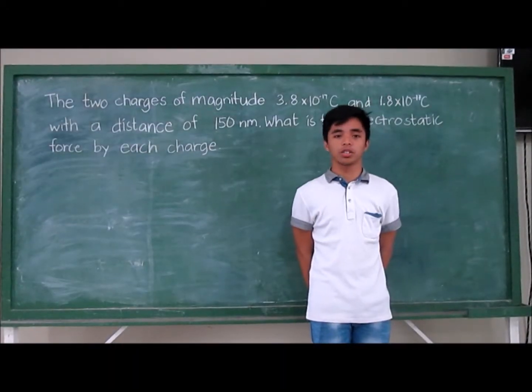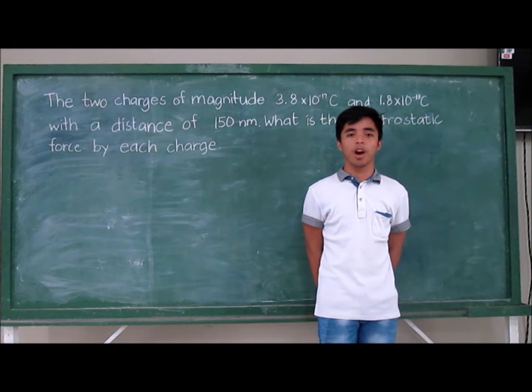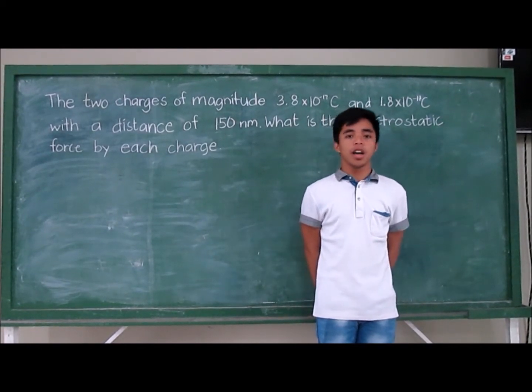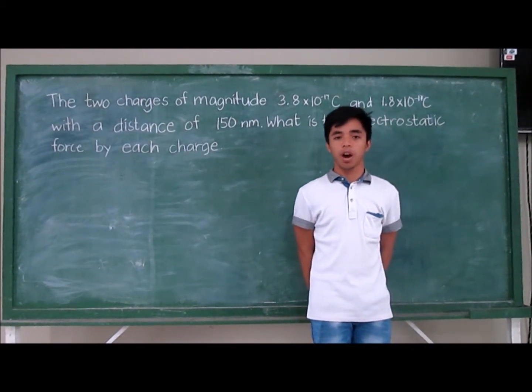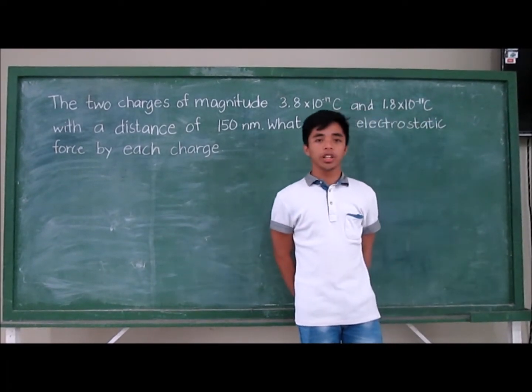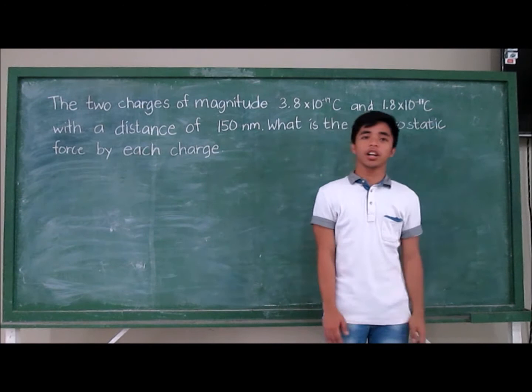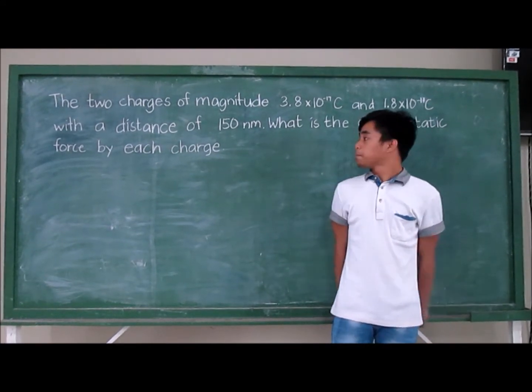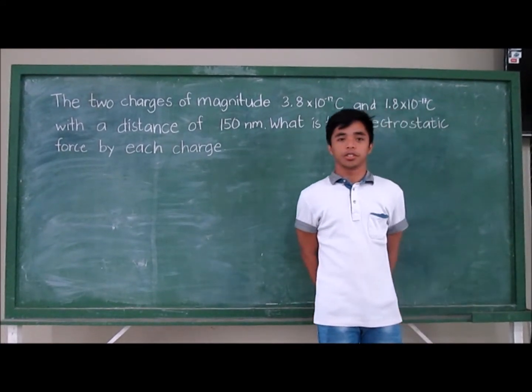And finally, time for examples so that we can understand well the concept of Coulomb's law. The two charges have magnitudes of 3.8 times 10 raised to the power of negative 17 coulomb and 1.8 times 10 raised to the power of negative 17 coulomb, with a distance of 150 nanometers. What is the electrostatic force between the charges?